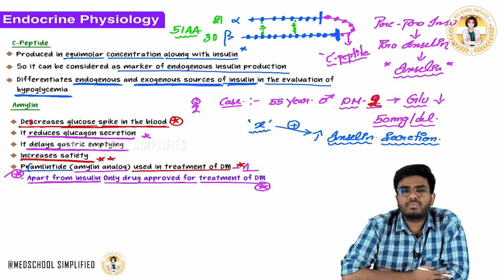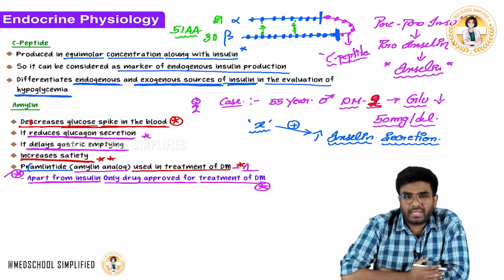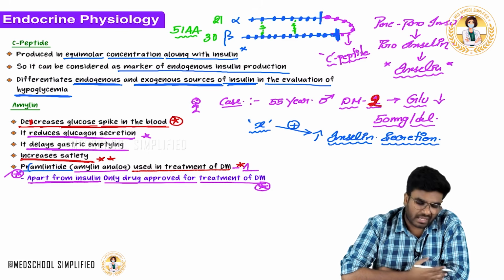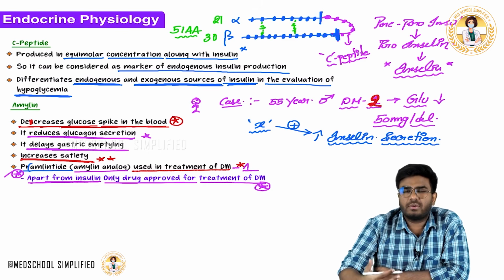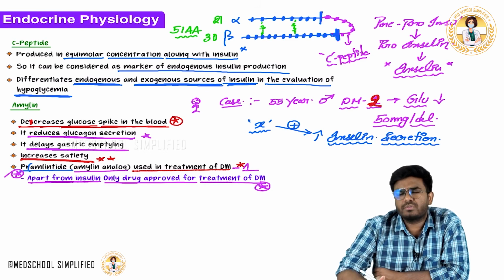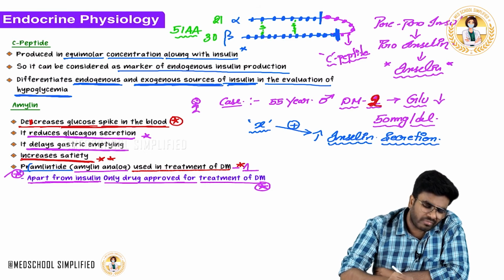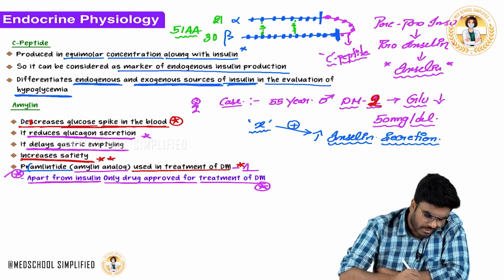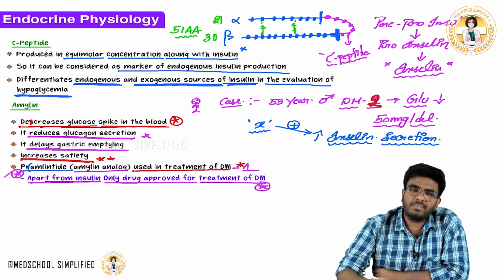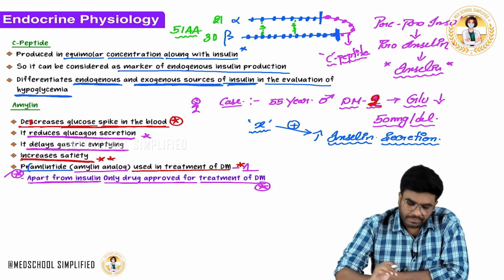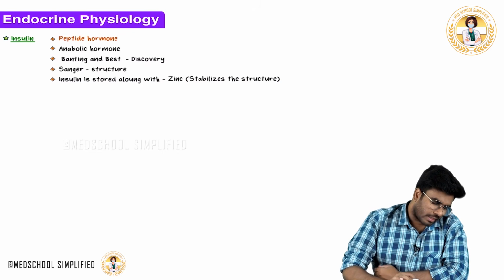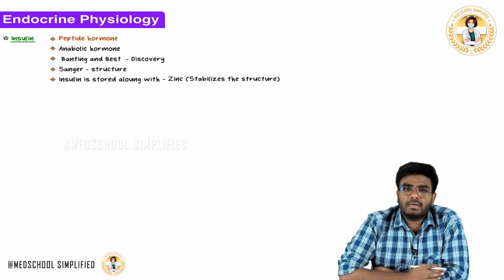In type 2 diabetes mellitus, we are going to use different types of drugs: sulfonylureas, meglitinides, gliflozins like canagliflozin, acarbose. Different types of drugs will be used for the treatment of type 2 diabetes mellitus. For type 1 diabetes mellitus, the only two approved drugs are insulin as well as pramlintide. So, with this, we are done with the C-peptide as well as amylin.